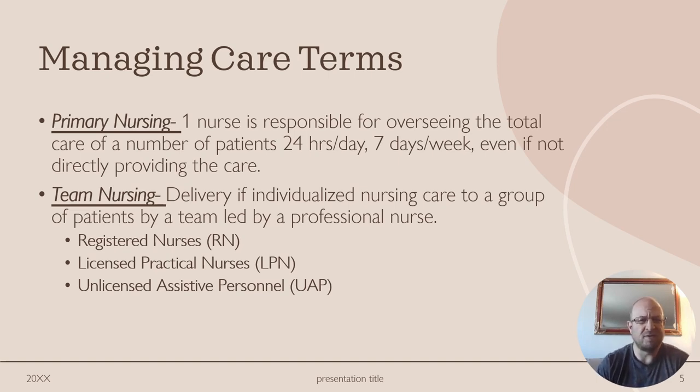Couple of terms: primary nursing, where one nurse is responsible for overseeing care of a patient 24 hours a day, 7 days a week, even if not directly responsible for care, like in a group home for disabled people. Team nursing, where you have a registered nurse or a licensed practical nurse or unlicensed assistive personnel. So kind of a group like a RN, CNA group with a group of patients.